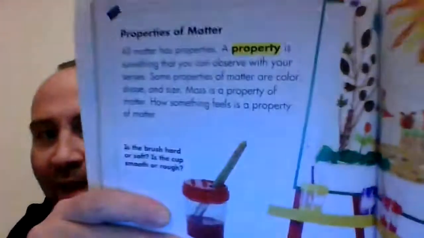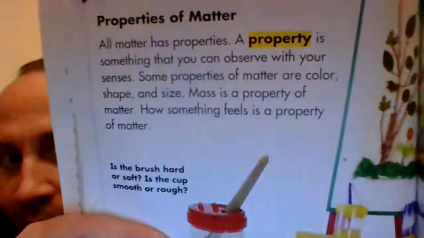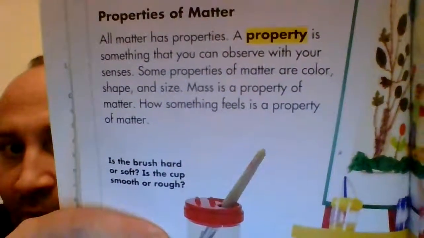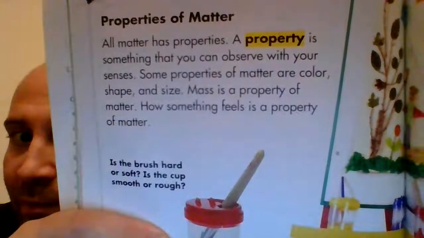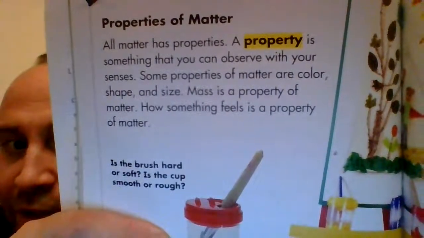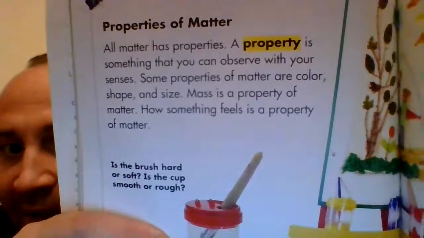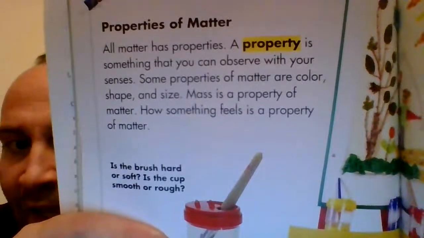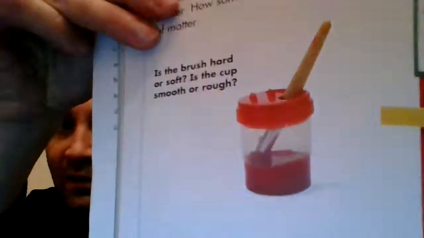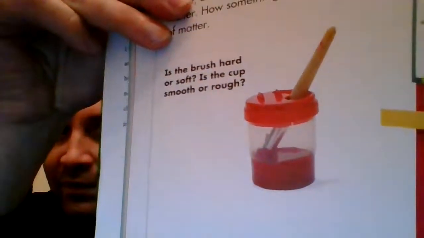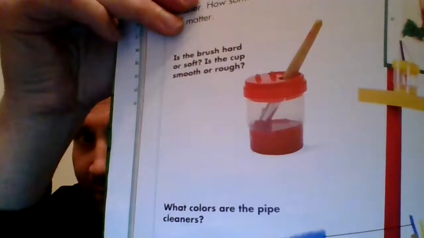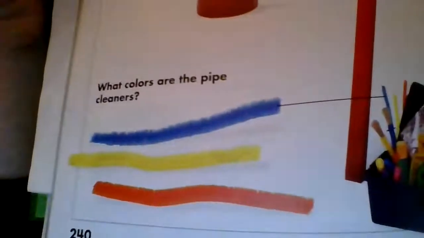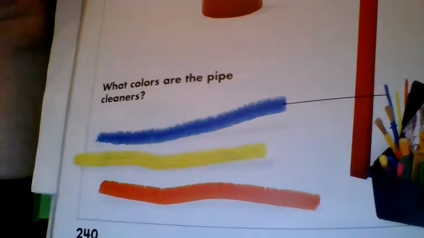Properties of matter. All matter has properties. A property is something that you can observe with your senses. Some properties of matter are color, shape, and size. Mass is a property of matter. How something feels is a property of matter. Is the brush hard or soft? Is the cup smooth or rough? What colors are the pipe cleaners?